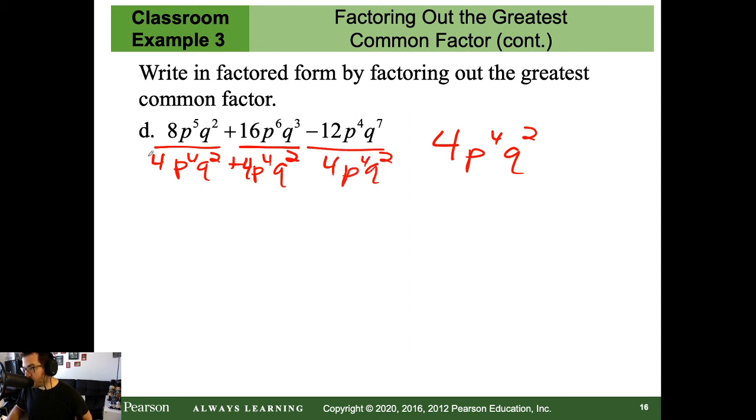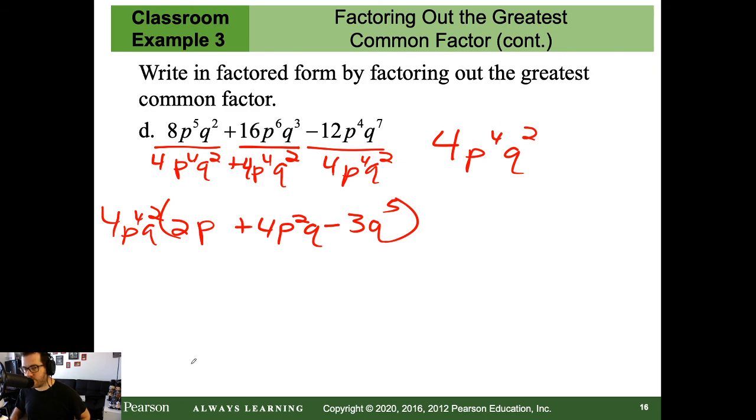All right, this one, 8 over 4 is 2. Left with just a p. 16 divided by 4 is 4. Left with 2 p's, 1 q. Minus 3, p's disappear. Q to the 5th on top. And then don't forget to put whatever my greatest common factor is out front. Okay.